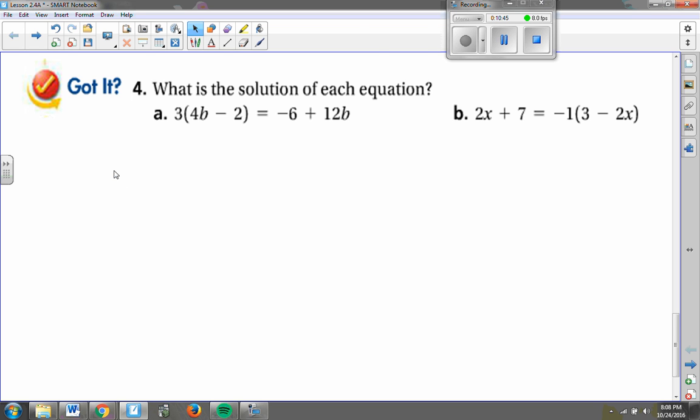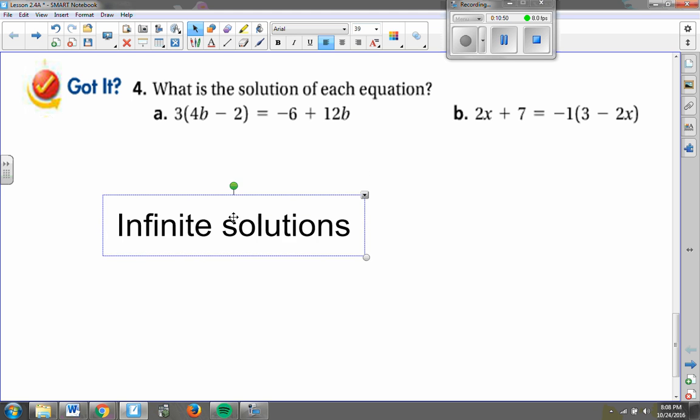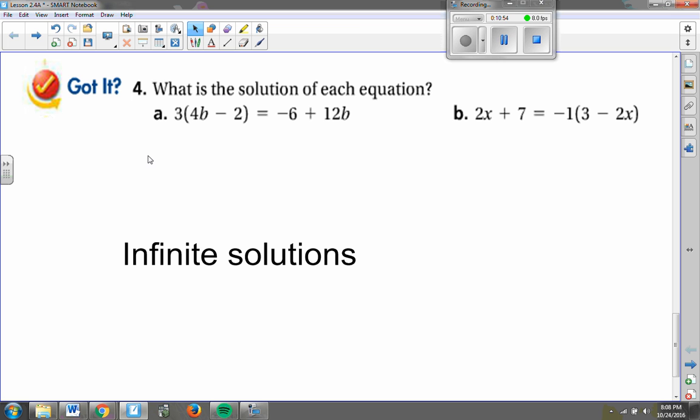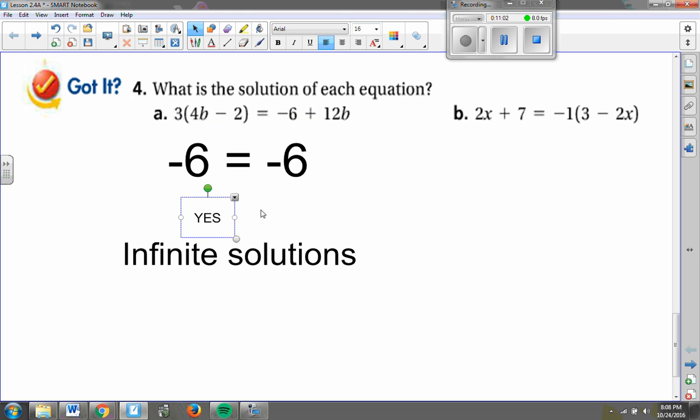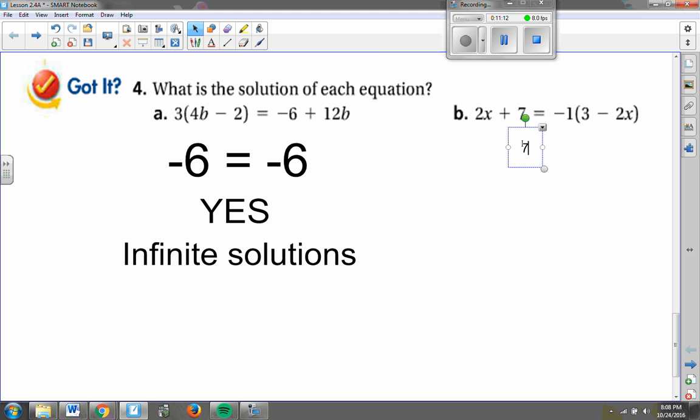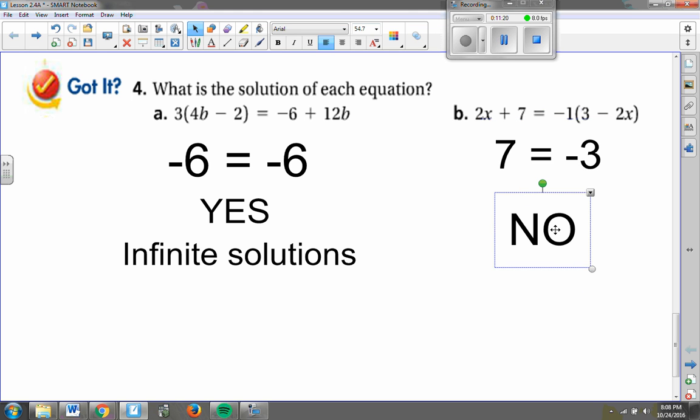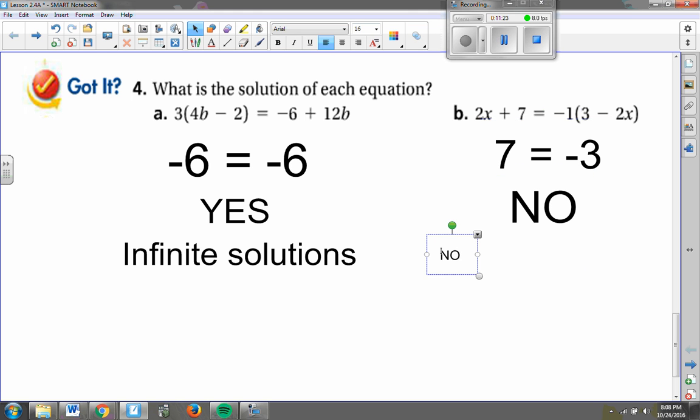In letter A, the answer here is most definitely infinite solutions, because when we distribute and then subtract 12b from both sides, we get negative 6 equals negative 6. And negative 6 most definitely does equal negative 6. The answer is yes, so we say infinite solutions. Okay. Now in letter B, when we distribute the negative 1 and then subtract 2x on both sides, the x's go away, and we're left with 7 equals negative 3. Does 7 equal negative 3? Most definitely not. The answer there is no, so we would say no solutions.